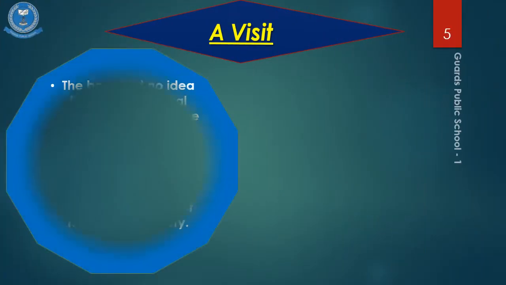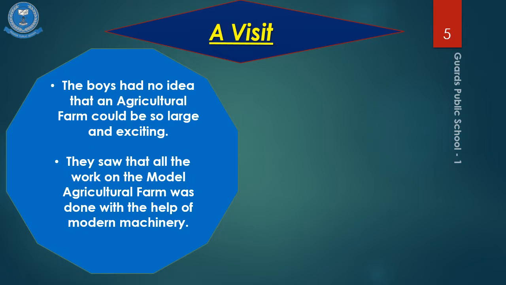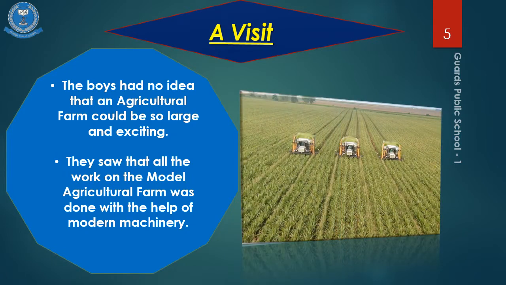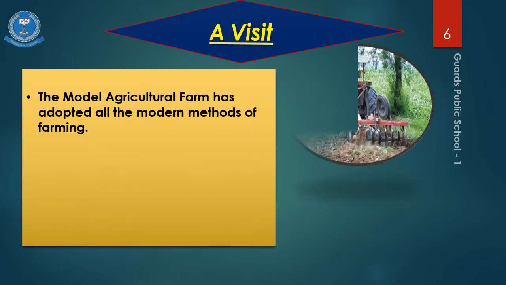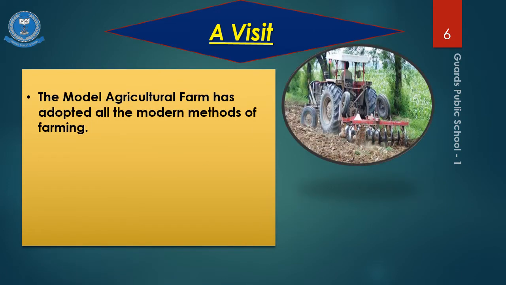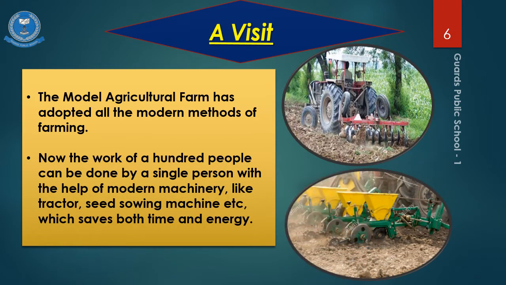The boys had no idea that an agricultural farm could be so large and exciting. They saw that all the work on the model agricultural farm was done with the help of modern machinery. The model agricultural farm has adopted all the modern methods of farming. Now, the work of 100 people can be done by a single person with the help of modern machinery like tractor, seed sowing machine, etc., which saves both time and energy.